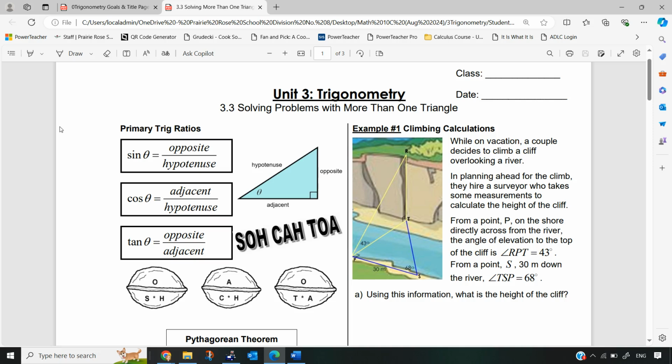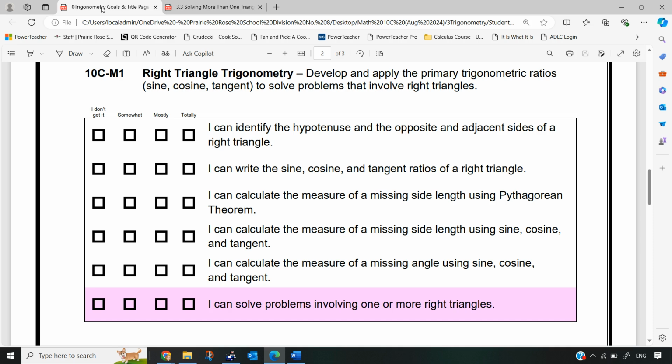Going to be looking at our final topic for this trig unit, and in this lesson we're going to be solving problems with more than one triangle. Let's take a look at our learning targets. By the end of this lesson, you should be able to solve problems involving more than one right triangle.